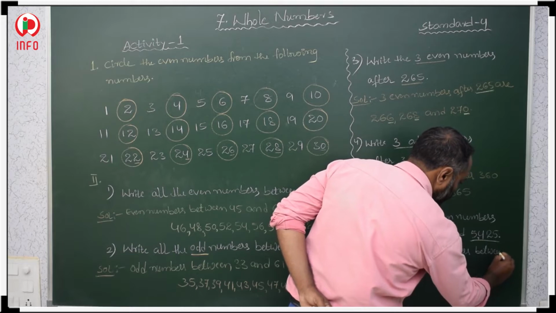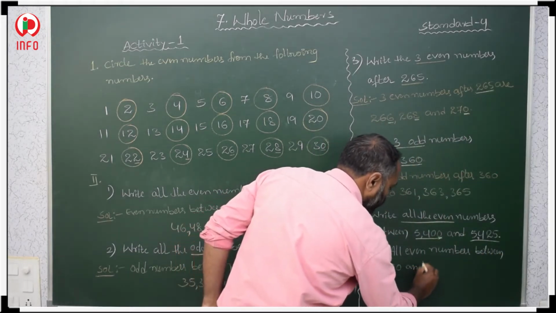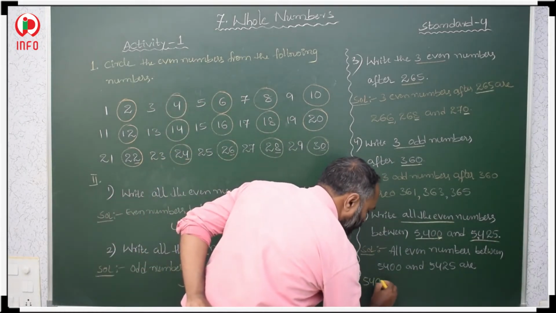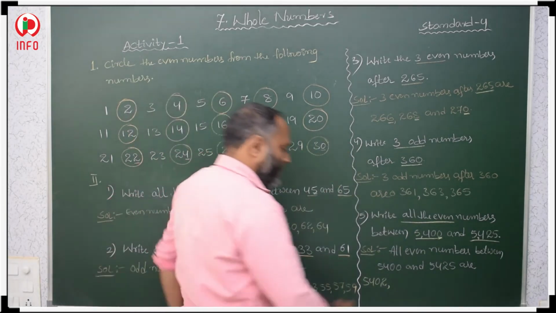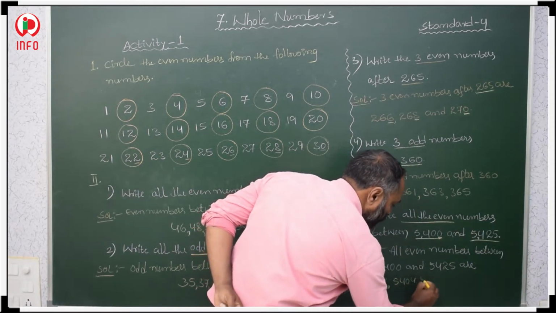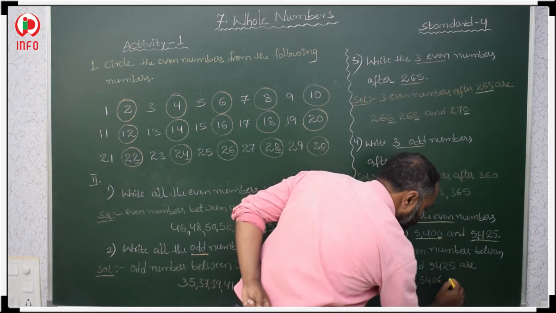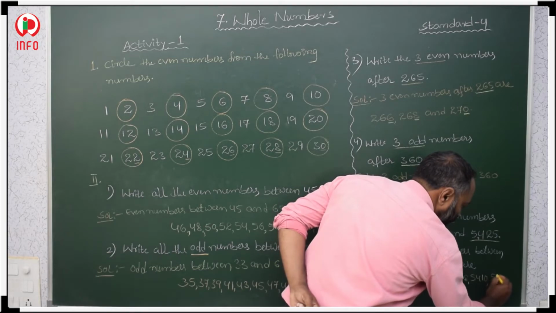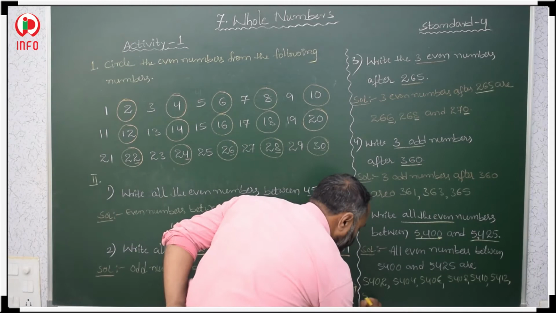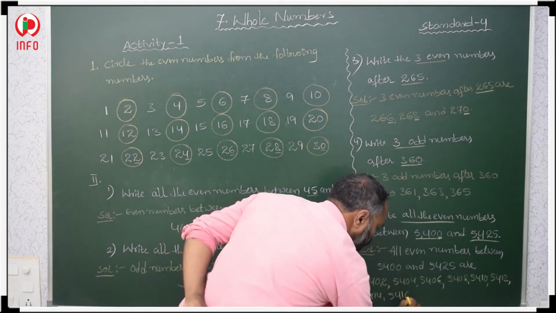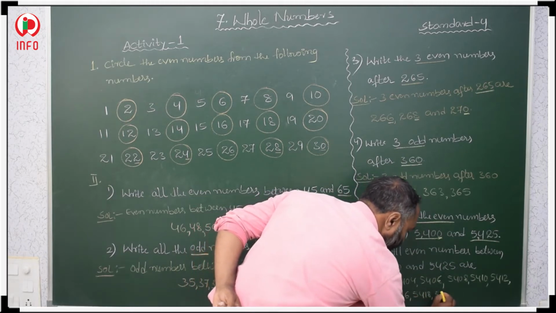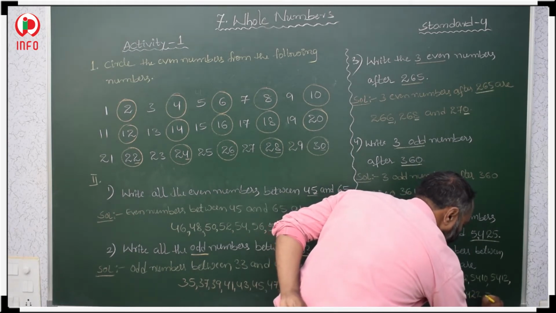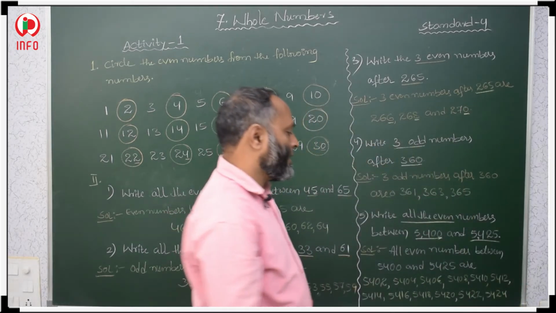Between 5400 and 5425. 5400. After that 5402, then 5404, 5406, 5408, 5410, 5412, 5414, 5416, 5418, 5420, 5422, 5424. So these are the even numbers between 5400 and 5425.